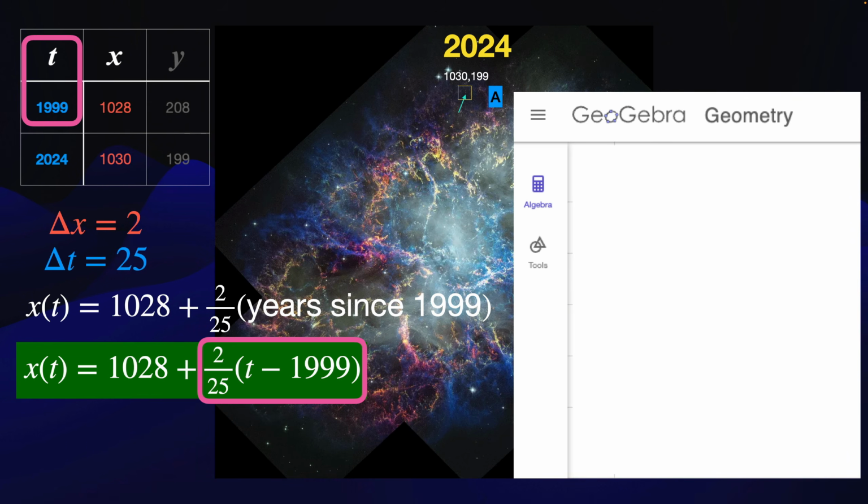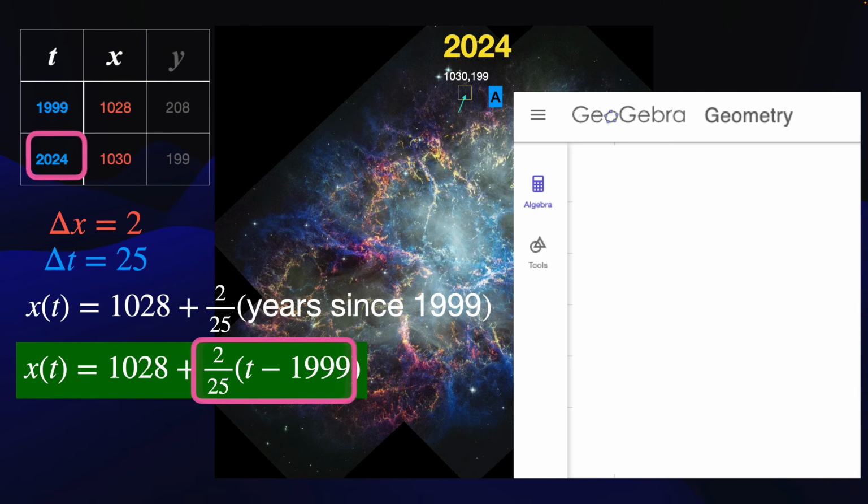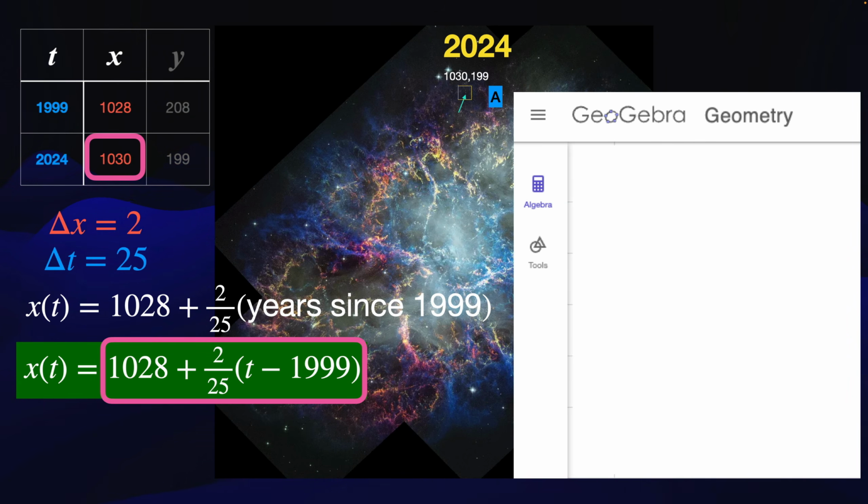What if t does equal 1999? Well, 1999 minus 1999 is 0, and 2 over 25 times 0 is also 0, and we end up with 1028. So our first value works out. But what about at the year 2024? Well, 2024 minus 1999 is 25, and 2 over 25 times 25, that's just 2. And so we end up with 1028 plus 2, which is 1030. All right. So our parametric equation works for our two x value locations.